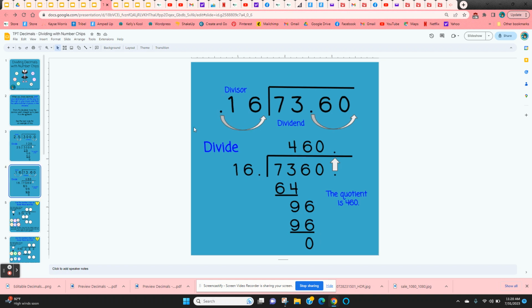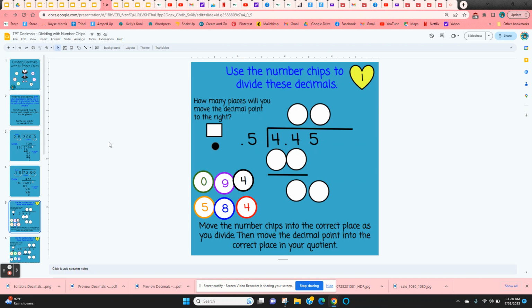There's also an example for the students when we move the decimal point two places to the right in both the divisor and the dividend. So students are going to start on slide 5. They're going to be doing the division with these number chips. And to move the number chips, they just click and hold on the edge, and they can move them wherever they like.